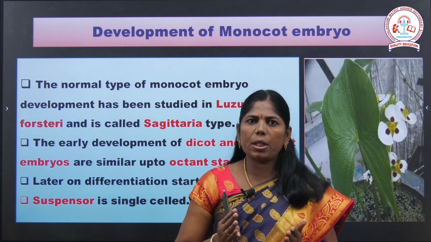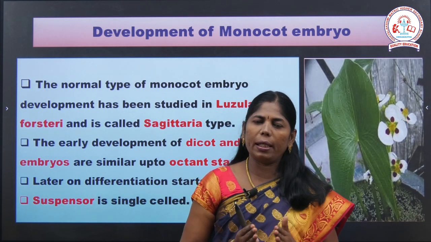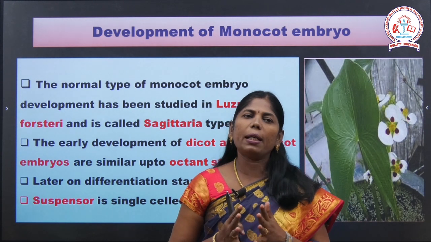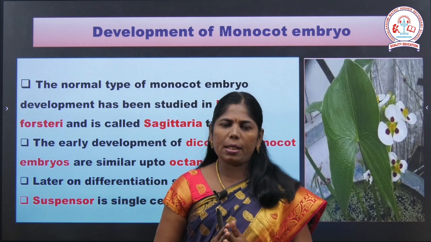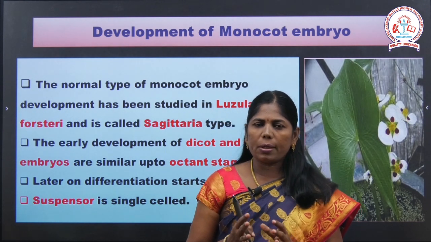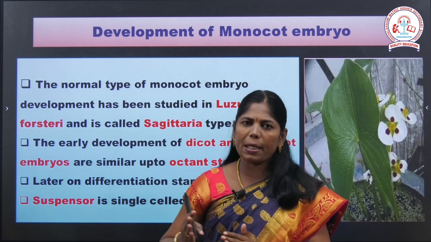So what are the differences between them? The suspensor is single celled here. Actually, the suspensor in the dicot embryo has 6 to 10 celled stages, but here it is single celled. The stages in the dicot are the pro embryo, globular embryo, heart shape and horseshoe shape.